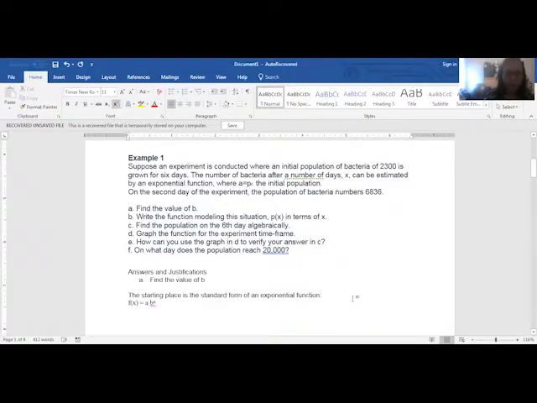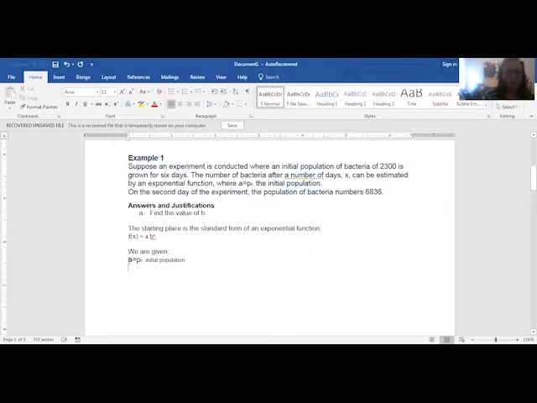So here I have the standard form of our exponential function ready to be filled in. We're told in this problem that a is equal to p sub 0, which stands for an initial population. So that's just telling us wherever a is, we're going to stick in our initial population. And we know that the initial population is 2300. So we have f of x equals 2300 times b to the x power.